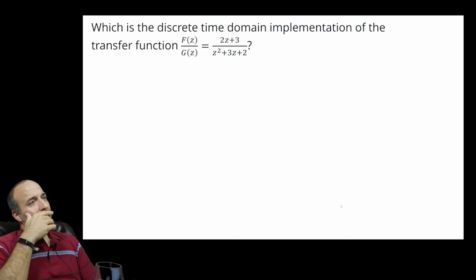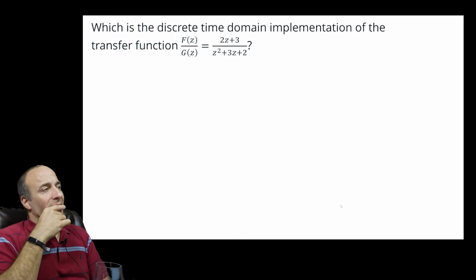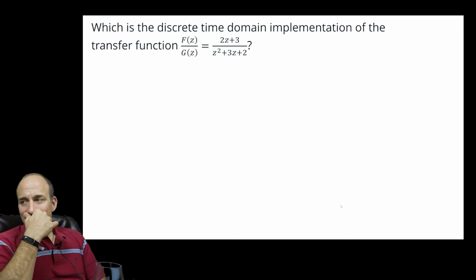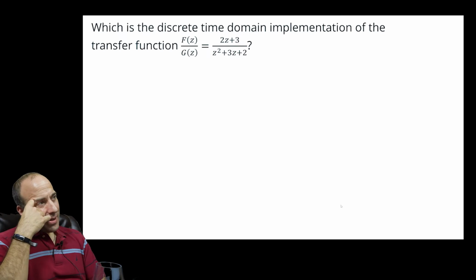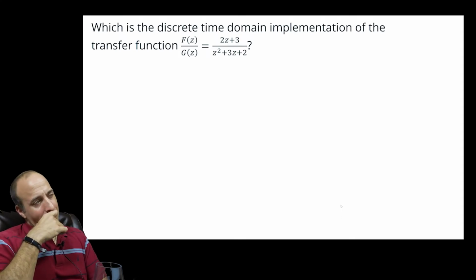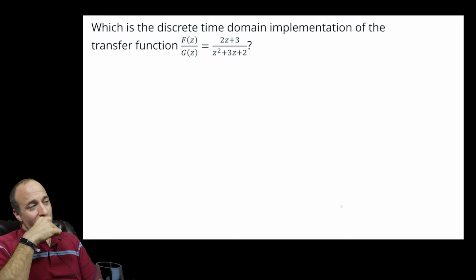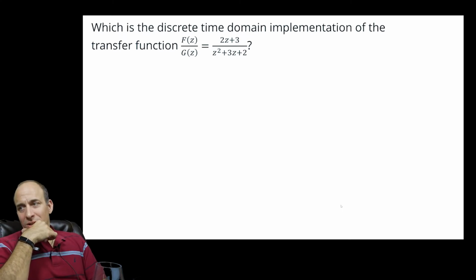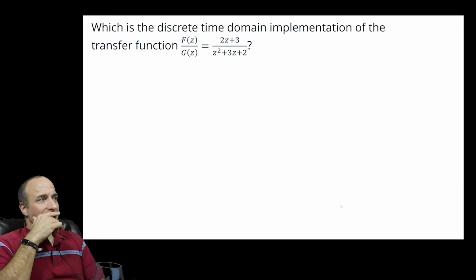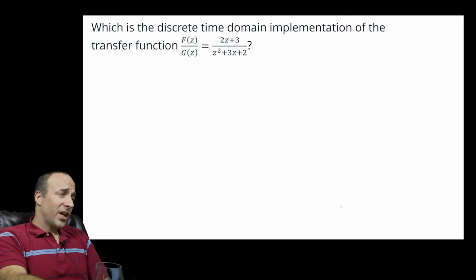What is the discrete time domain implementation of the transfer function F of z over G of z equals (2z plus 3) over (z squared plus 3z plus 2)? So I like these questions because with the z domain, you can often convert these to the time domain, which also gives you a code implementation for these, which is nice. Assuming, of course, that it's a linear system, a linear transfer function.